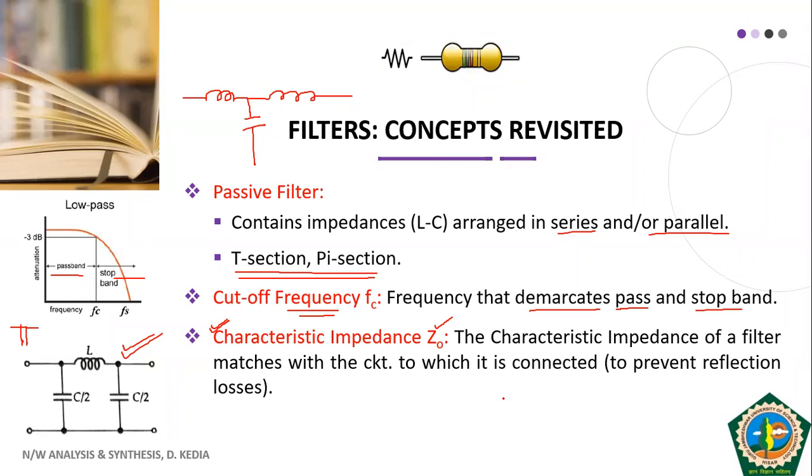We all have studied two-port network parameters, and there we studied about one important parameter, that is your driving point impedance. Okay, so this characteristic impedance is a kind of driving point impedance only for the filter. Okay, and if your driving point impedance or input impedance becomes equal to the load impedance or the impedance of the circuit to which your filter is connected, then maximum power transfer takes place or minimum reflection losses take place. So that way characteristic impedance is very, very important.